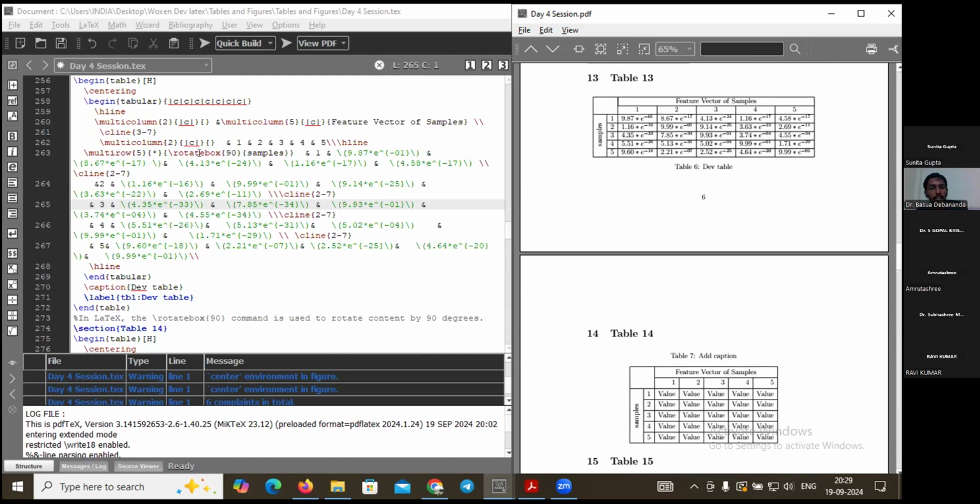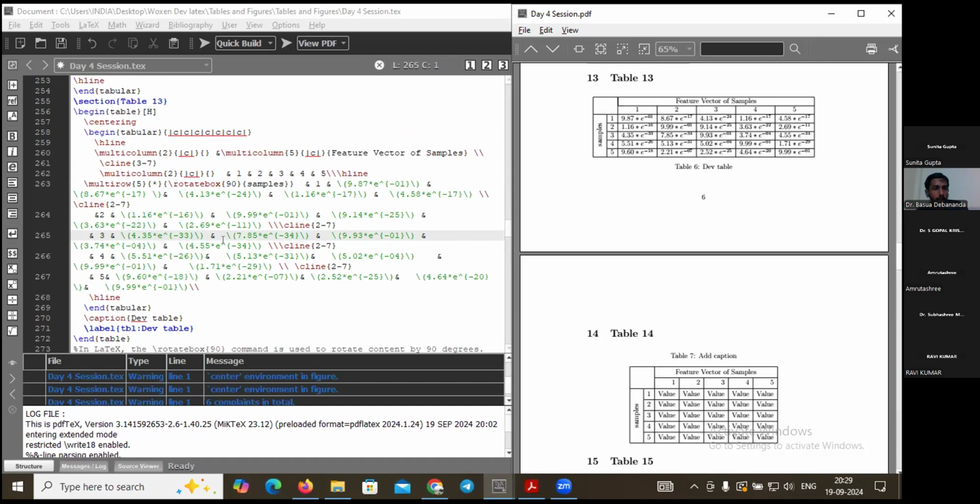See, here I have written \rotatebox{90} for the samples. Here we are using it only for one column. Yes, you have used it for one column, but you can use it for all of them, just \rotatebox. Also for the whole table, I will tell you the command if there is one, because these are in tabular format. This is the vertical one.